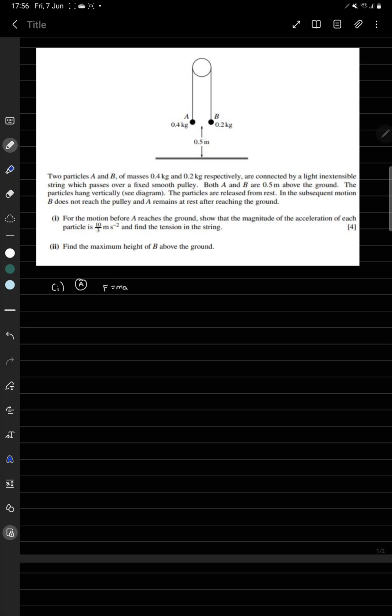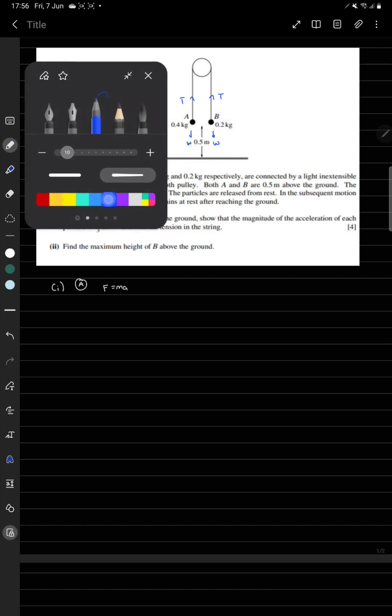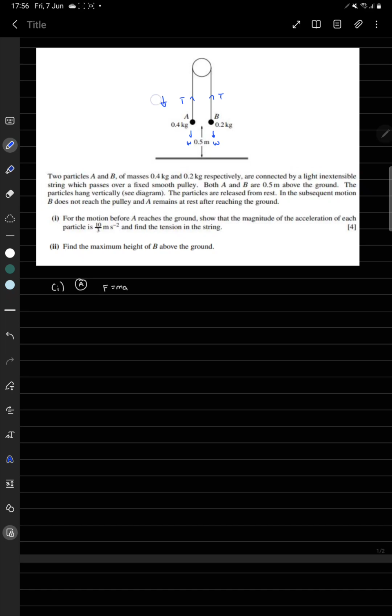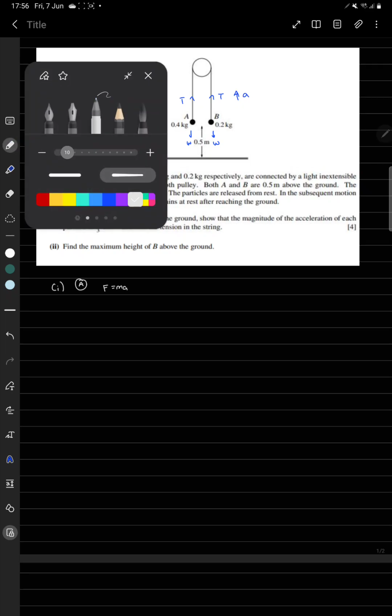Now, let's focus on particle A. Before I move on, let's write down the possible forces here. We have weight, we have tension. Okay, now we can move on. Acceleration is going to go down here because A is heavier than B.